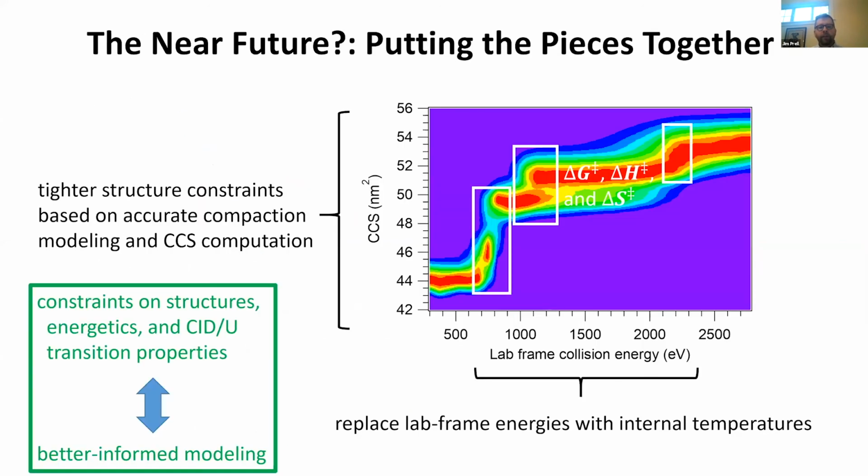So putting this all together, this is kind of my conclusion slide. We now have much tighter constraints based on accurate compaction modeling and CCS computation for the y-axes of these plots. We can replace the lab frame collision energies with internal temperature on the x-axis. And by looking at the shape of the transitions we see in a CIU plot, we can get at the barrier thermodynamics. So what we hope is putting those things all together with modeling, like we did earlier with MD simulations, we can get much better informed models of what might be happening to these ions in the gas phase and how we can learn about their tertiary and quaternary structure.